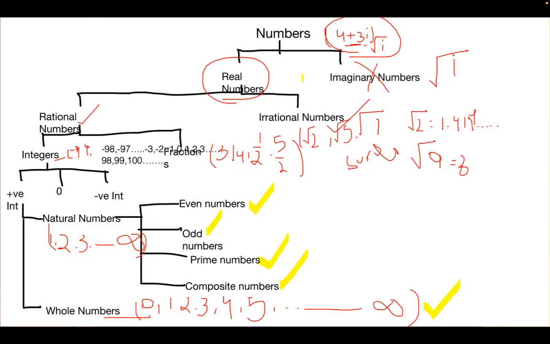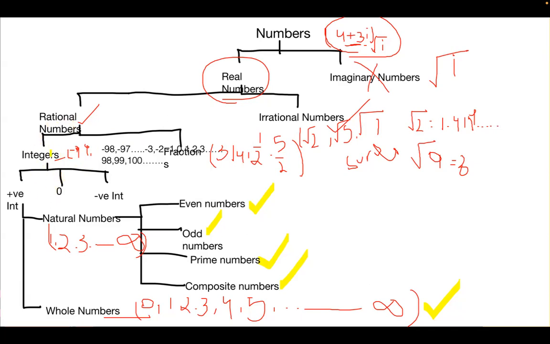So let me explain again. The numbers here are divided into two types. One is the real numbers and the other is imaginary numbers. Coming to real numbers, the real numbers are further divided into rational numbers and irrational numbers. Irrational numbers are like root 2, root 5, root 7, and root 11. Rational numbers are those numbers that have integers and fractions within themselves. So the integers and fractions are known as rational numbers.